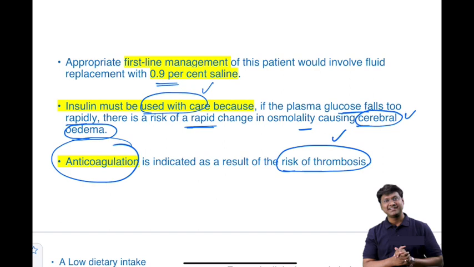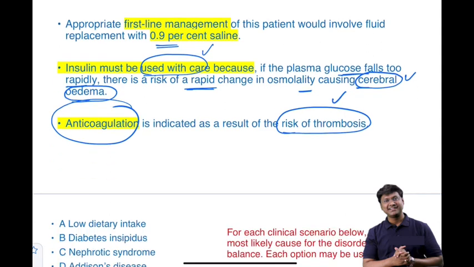So this is about HONC, hyperosmolar non-ketotic coma. It is a complication of type 2 diabetes mellitus, there is no acidosis in this individual. These patients will have hypernatremia and hyperglycemia. The first line treatment is normal saline. Insulin should be given with care. And these individuals are at risk of thrombosis, so that is the reason why you should give anticoagulation as well.